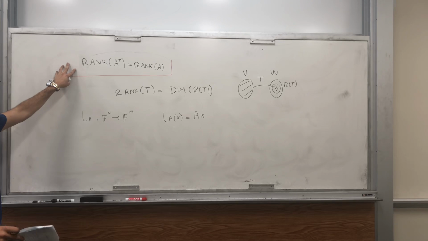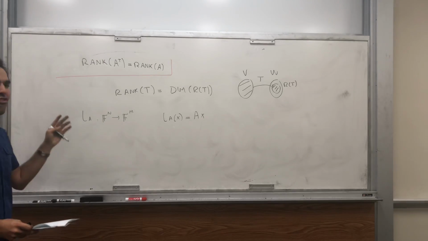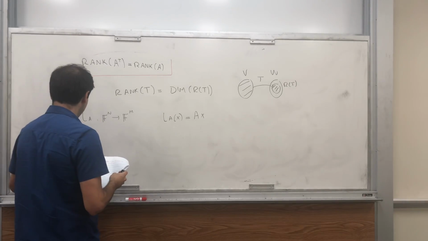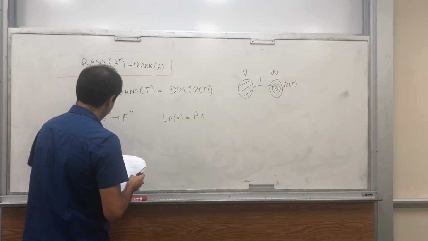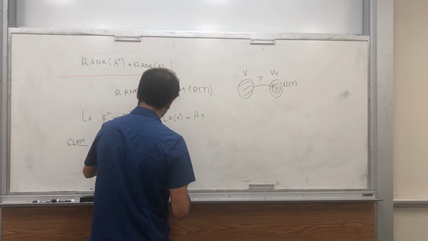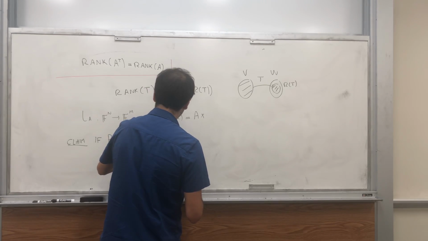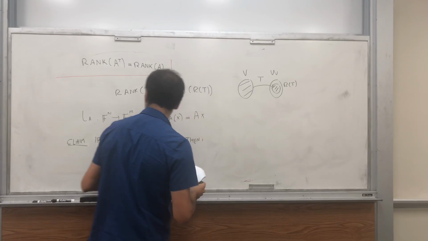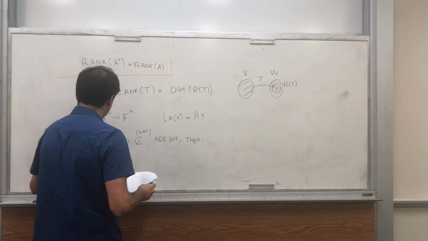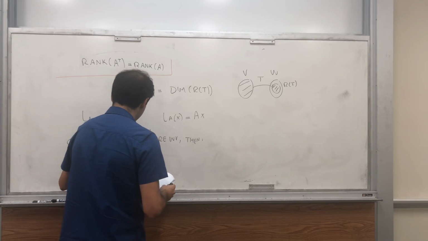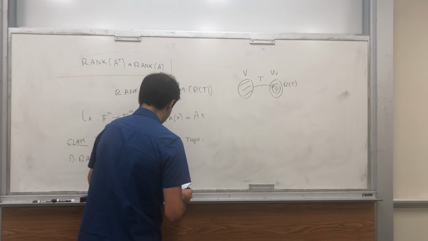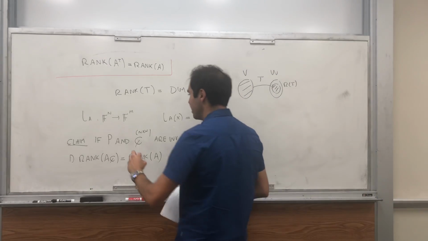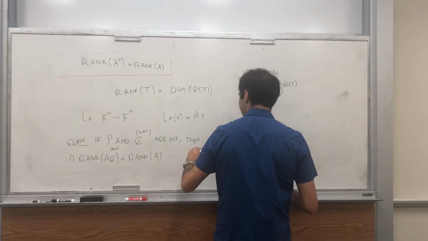And before I prove that the rank of A transpose equals the rank of A, I first want to show that the rank is unaffected by invertible transformations. So claim: if P and Q, let's suppose Q is n by n, are invertible, then first of all, the rank of AQ equals the rank of A. In other words, if you multiply by invertible matrices to the right, it doesn't affect the rank.